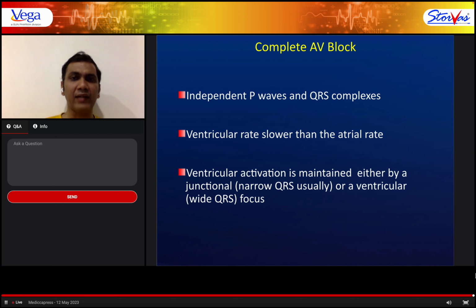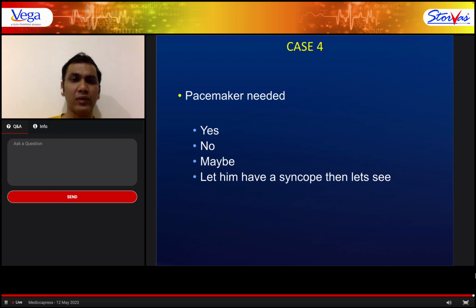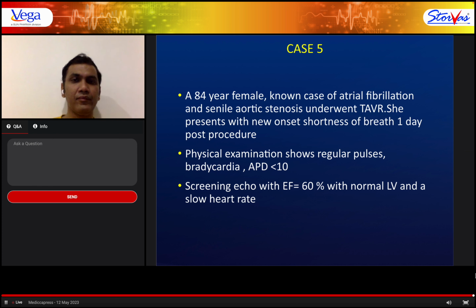So this is advanced or high-grade AV block, where the ventricular activation is maintained either by a junctional focus with a narrow complex QRS or a ventricular focus of escape which has a wide complex QRS. Is a pacemaker needed? The answer is yes.